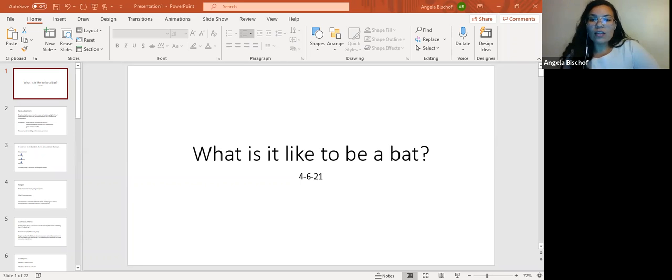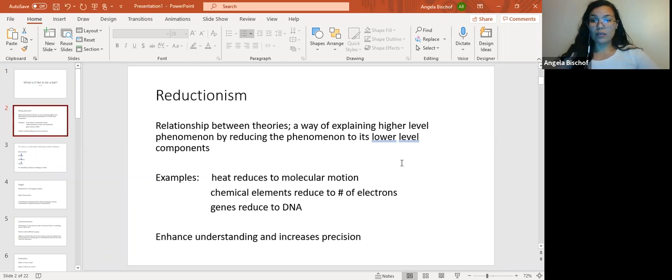And we're doing "What Is It Like to Be a Bat?" by Thomas Nagel. So before I actually get into the paper, I want to talk a little bit about reductionism, because half of Nagel's conclusion revolves around this theory of reductionism.